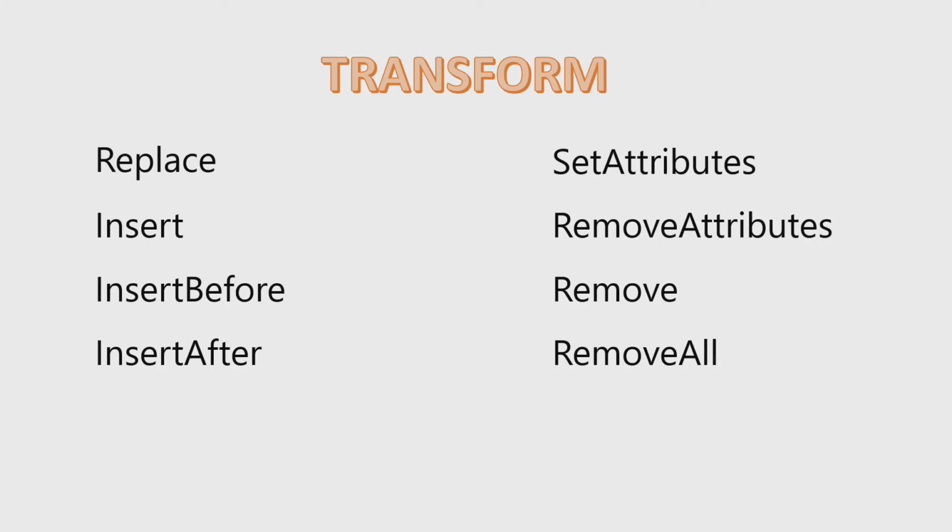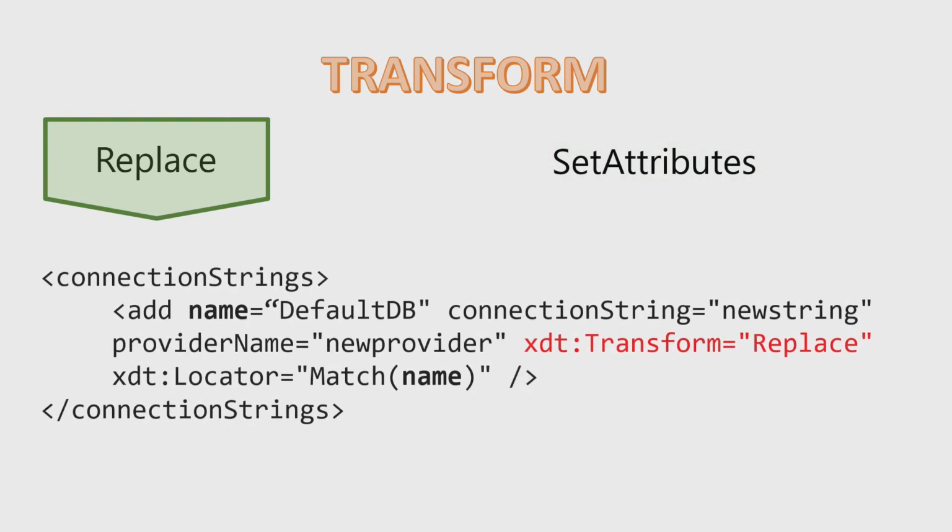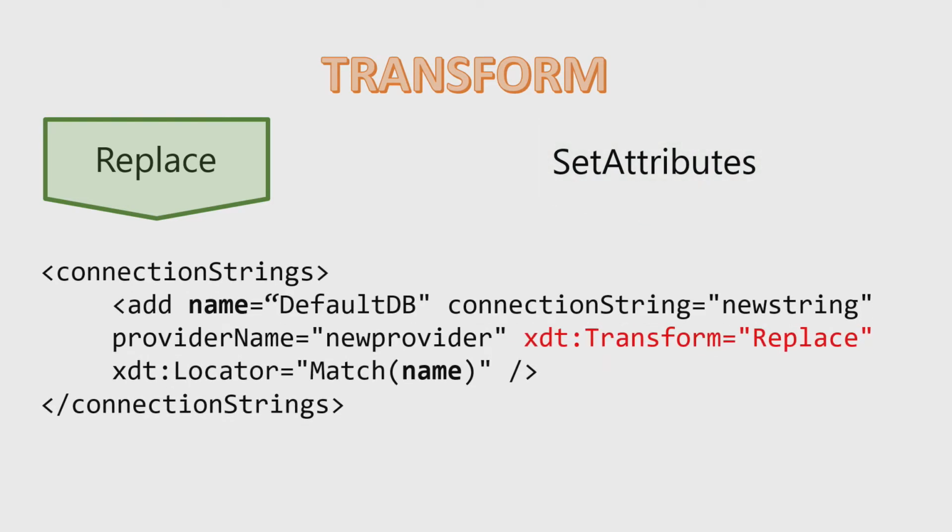Next, let's examine the transform attributes. There are 8 possible transform types. Let's look at two of the most common: replace and set attributes. Using our previous example from the match locator, once our match has been found, the replace transform will replace the entire node and attributes with the new version found in the web.debug.config file or other transform file.